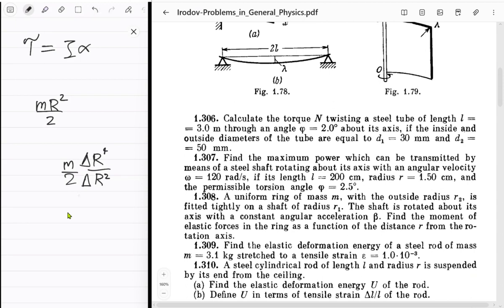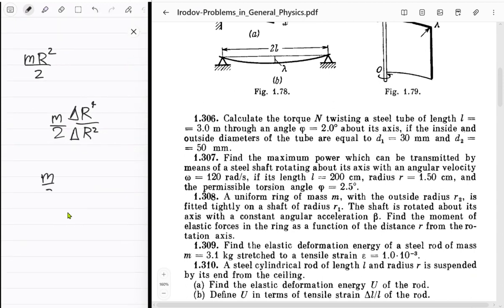It's just m upon 2, times r2 power 4 minus r1 power 4, upon r2 power 2 minus r1 power 2, right? That's the thing. So this formula, if you don't know where it comes from, watch that video where I told you about a lot of different moments of inertia for different cases. One of the cases has this formula.